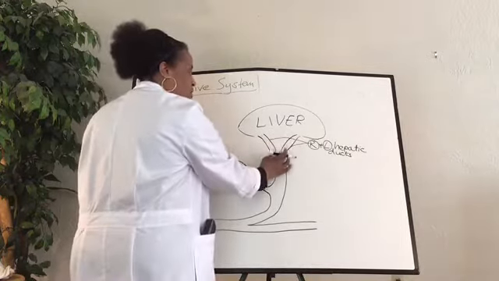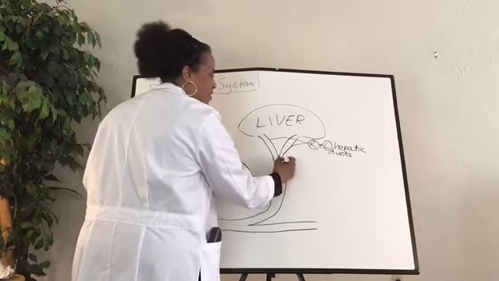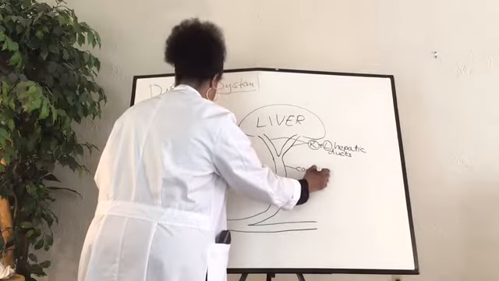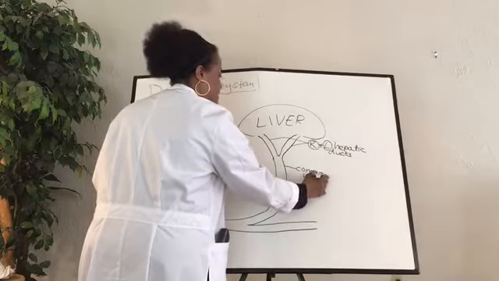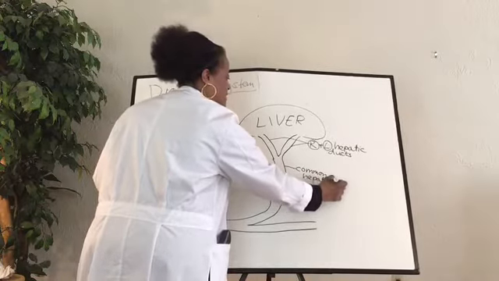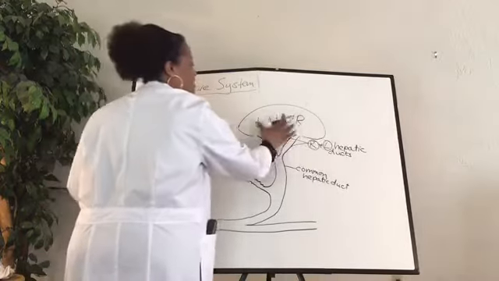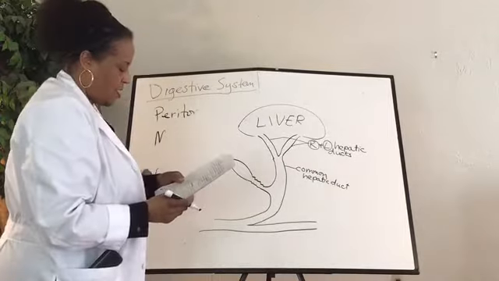Then as they merge, right here is a bifurcation, but as they merge and come together, they have something in common, so it's called the common hepatic duct. Coming from the liver, you know it's hepatic, and then they merge and become the common hepatic duct.